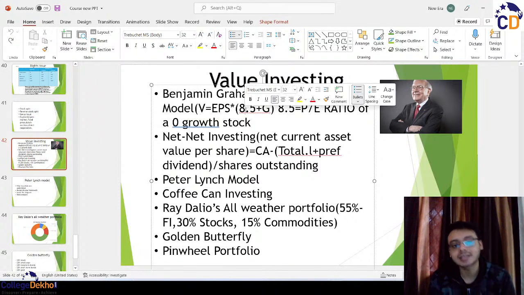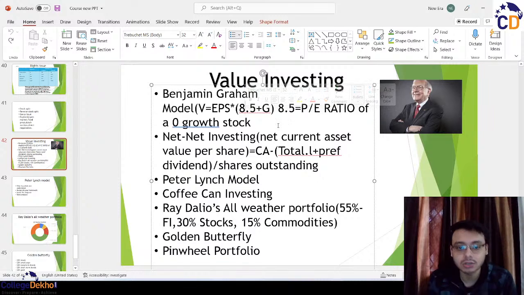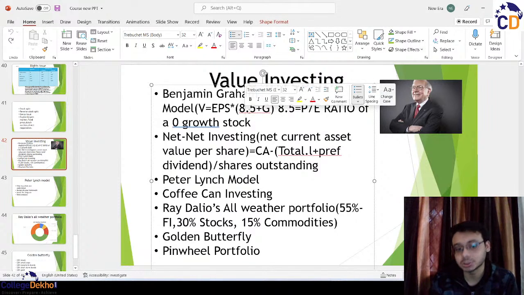This value can be 6.5 for some person, and 10.5 for some other person. So just assume that it's the P/E ratio of a zero growth stock. Now this P/E ratio can be 7, it can be 12 even. And nowadays, even the P/E ratios of companies have crossed 100. So try to take an average P/E ratio here.